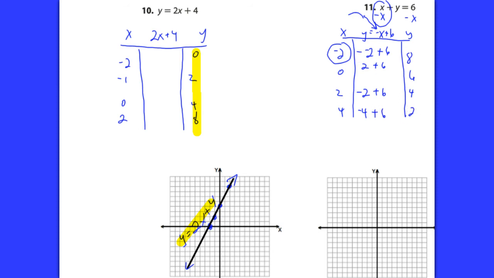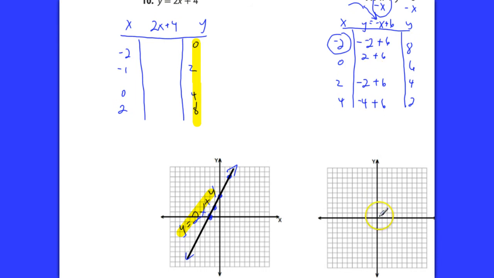Let's plot them real fast. -2, 8. There's -2. 1, 2, 3, 4, 5, 6, 7, 8. 0, 6 is right there. 2, 4 is right there. Here we go. And 4, 2. 1, 2, 3, 4. 1, 2. Right there. There it is.